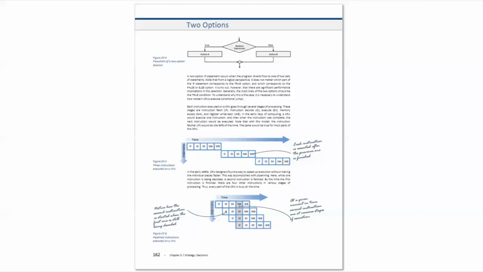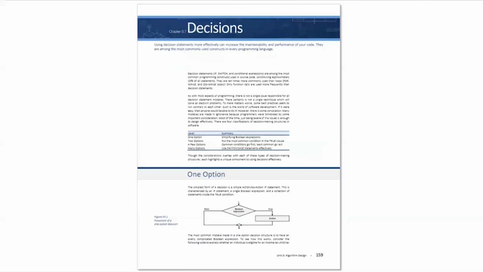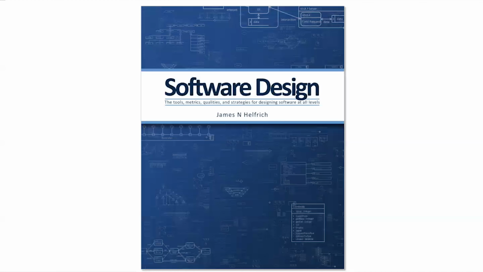You can learn more about this in the 2 options section of the decisions chapter of the software design textbook.